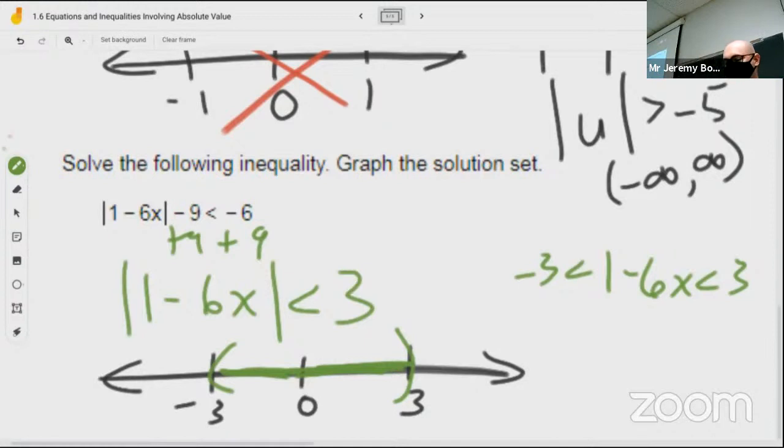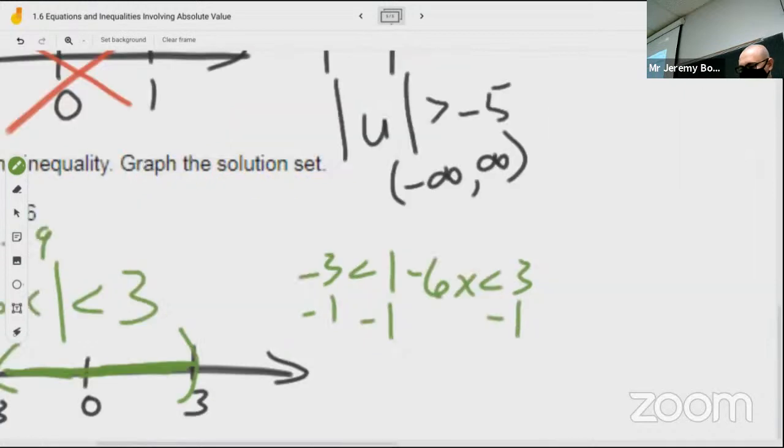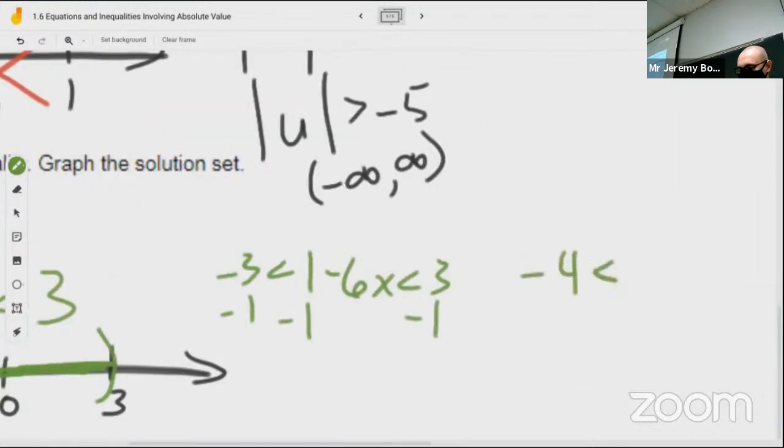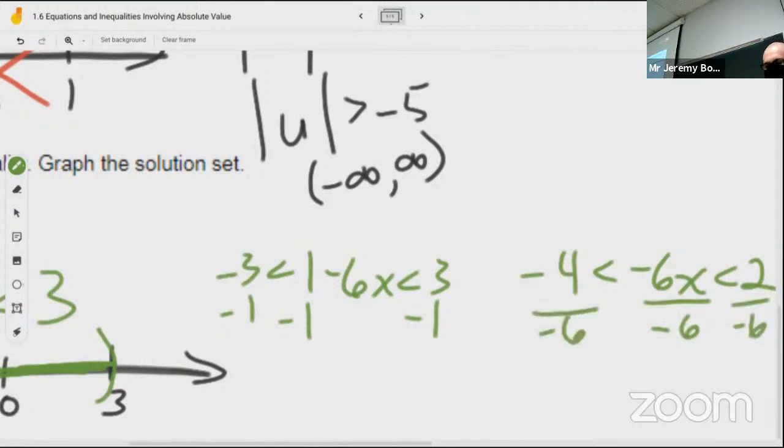Nope. So we're going to subtract 1 from all our parts. And we're going to get -4 is less than -6x, which is less than 2. Now to isolate the x, to get the x by itself, we need to divide by -6. Emphasis on the negative, because our inequality relationship is going to flip. And so what we're going to have is 2/3 is greater than x, which is greater than -1/3.